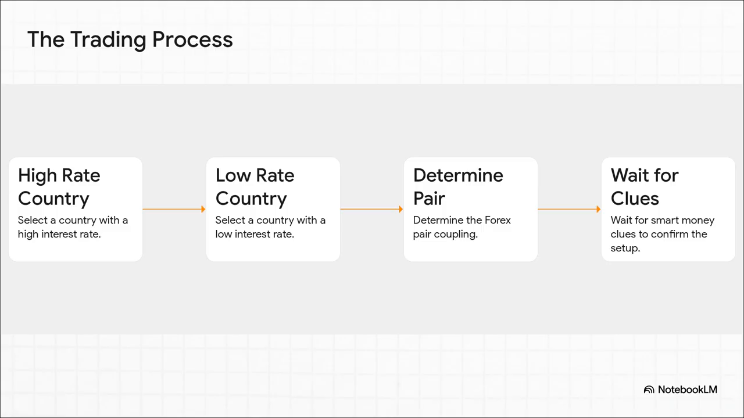And the process that ICT lays out, it's just so straightforward. Step 1, you pick a country with a high interest rate. Step 2, you pick one with a low interest rate. Simple. That difference between them, that creates your fundamental bias. Step 3, you figure out the Forex pair. And then step 4, and this part is absolutely crucial, you don't just jump in, no, you wait. You wait for technical confirmation, for clues that smart money is starting to make its move.